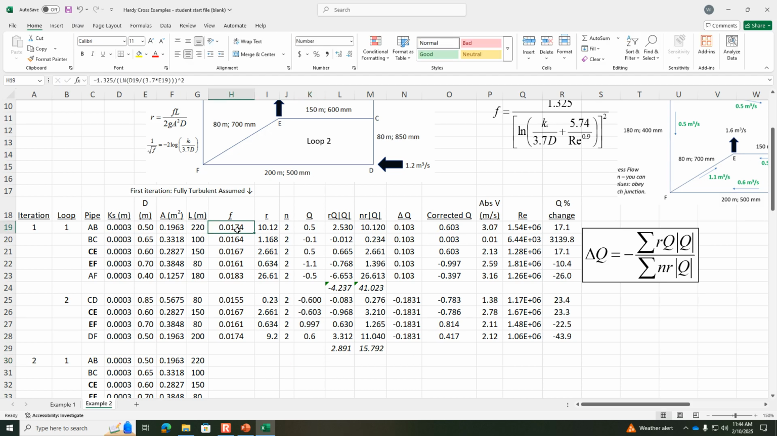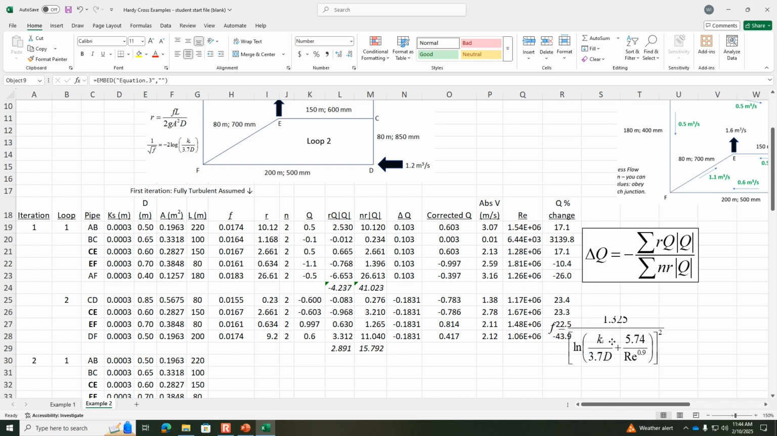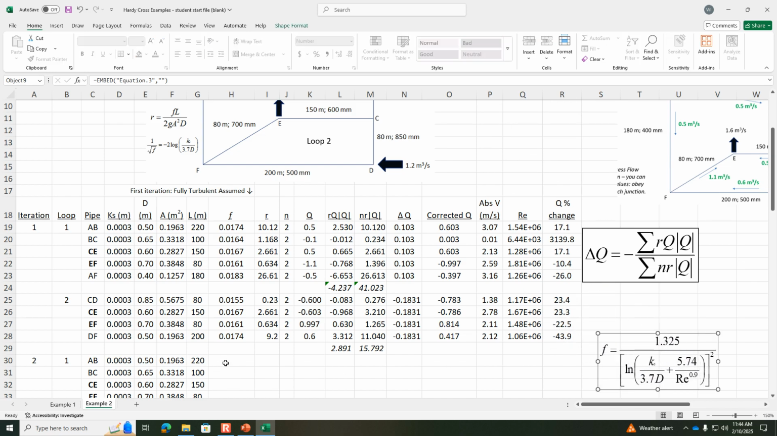Now F is going to change because now we're going to use the full version of the Jain equation for F, rather than the fully turbulent flow assumption. We can do better now that we've got Reynolds numbers. So F equals 1.325 divided by, parentheses, ln of K sub S divided by 3.7 divided by D. So that's the first term of the Jain equation, plus 5.74 divided by the Reynolds number to the 0.9.